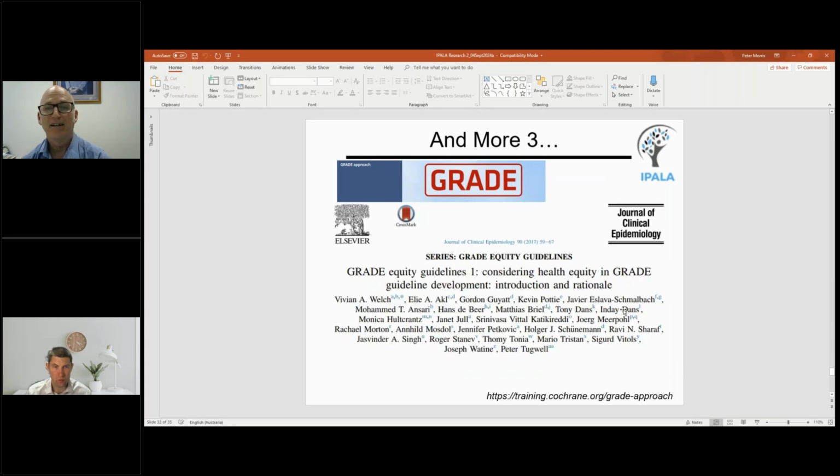And this is an area that I'm interested in. There's a series of 4 papers about the importance of equity in the production of guidelines, and some things that are recommended are likely to increase or decrease health equity.